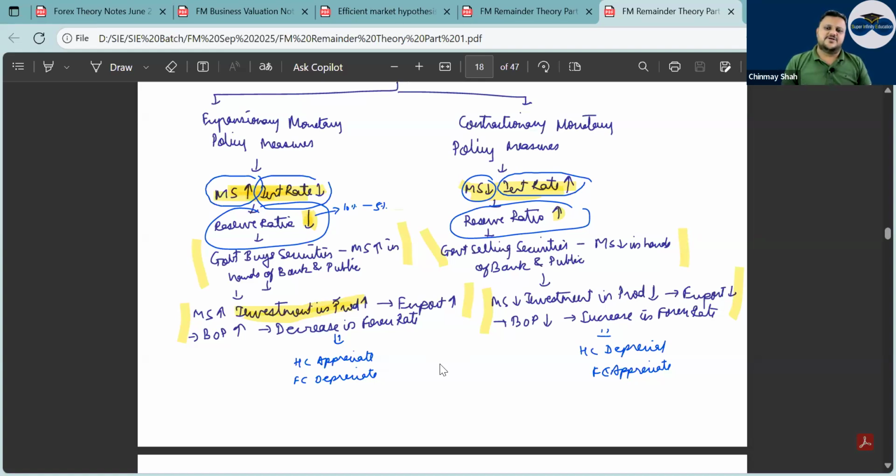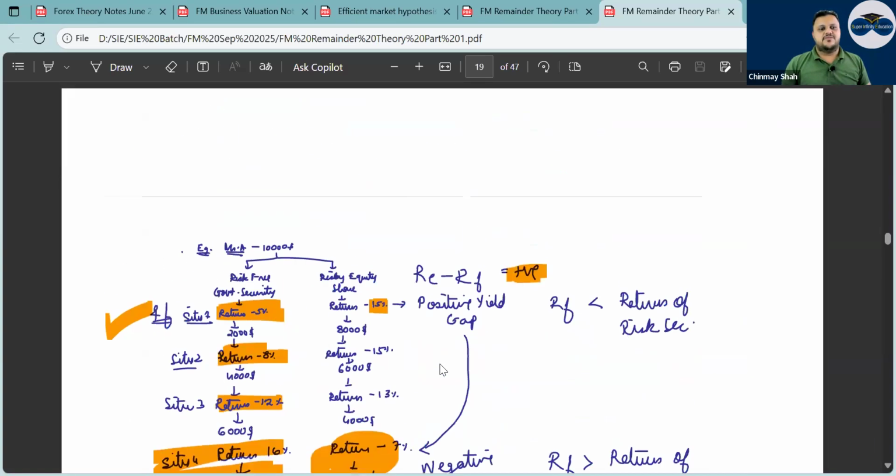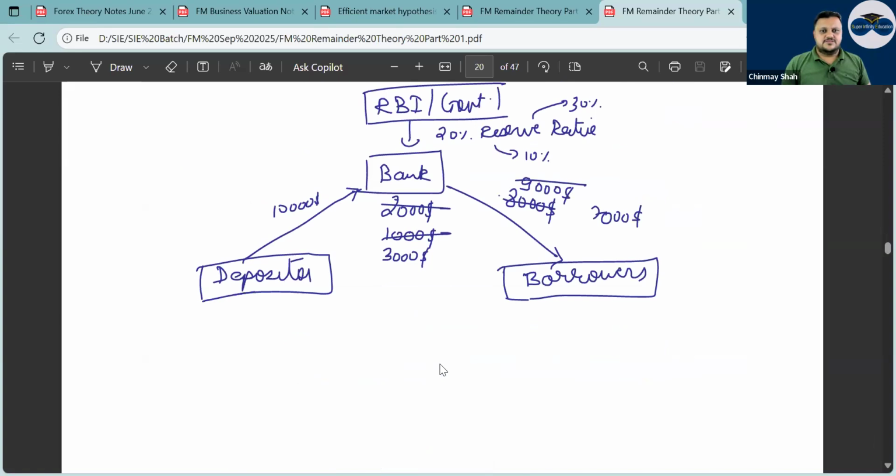Then government selling securities, right? The government will sell you securities and take all the money from you. So money supply will be lower, right? Then with money supply lower, investment in production is lower, export is lower, the balance of payments will go down, and the demand for forex will increase, correct? Because your import will be high, right?